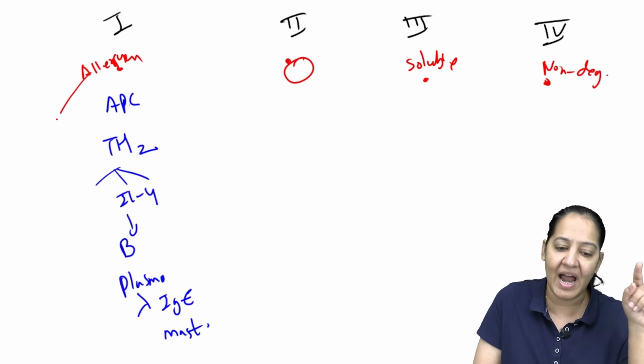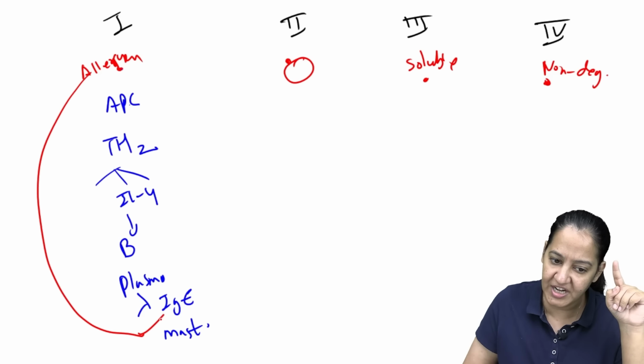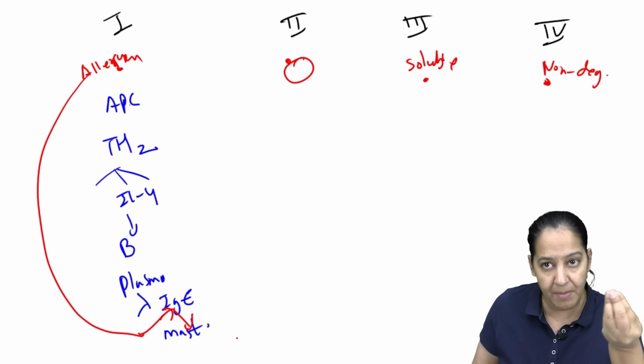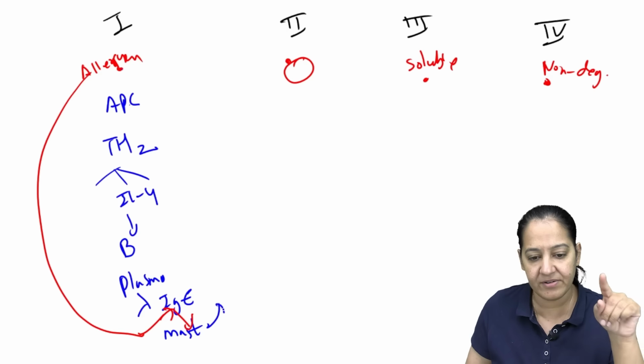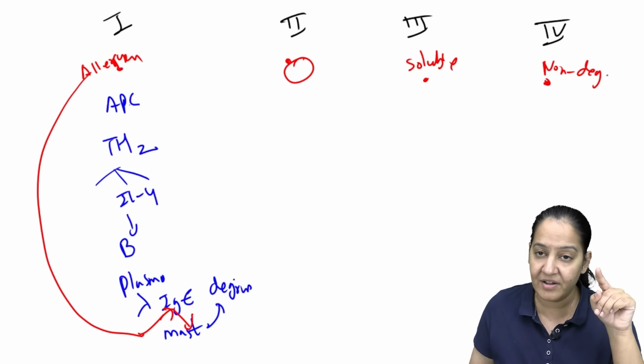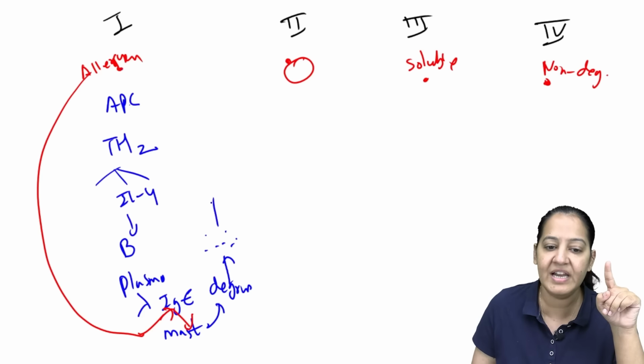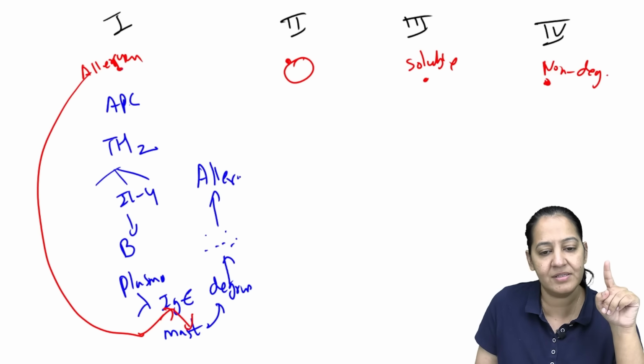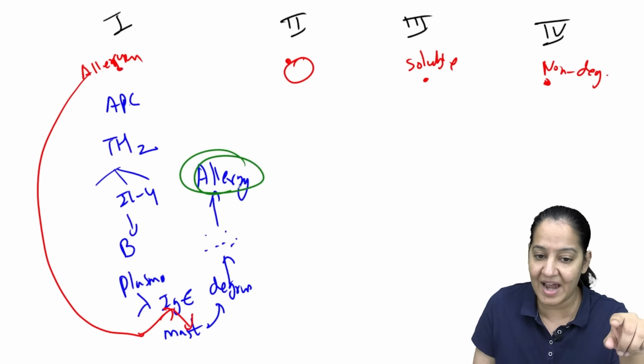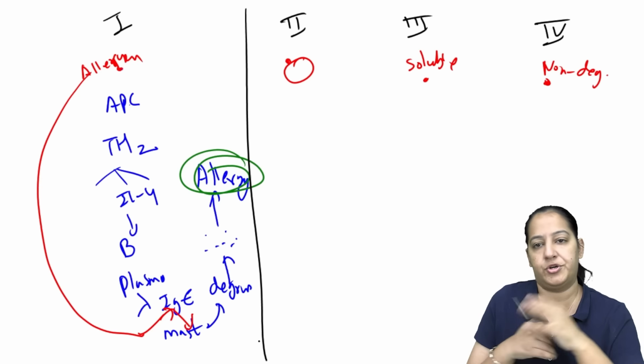If the same antigen enters again, it will directly go to the IgE antibody present on the mast cell. The mast cell will burst and it will result in degranulation. And the granules coming out will lead to allergy. So the end result here is allergy. Allergy is the end result. We are done with type 1 in short.